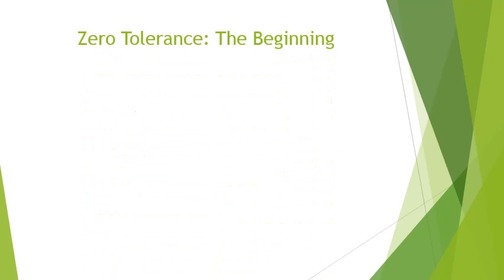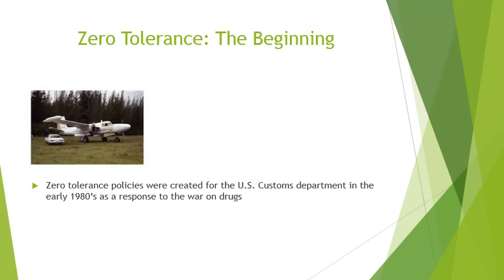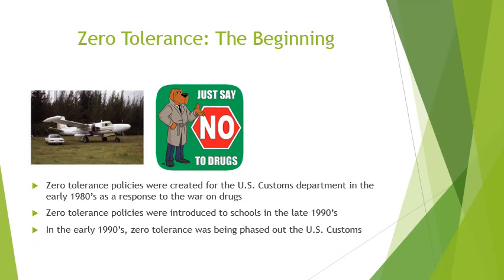In the beginning, zero tolerance policies were created for the U.S. Customs Department for President Richard Nixon's war on drugs. By 1990, zero tolerance policies were being introduced into the schools as a way to keep school violence levels down. But as the schools were introducing zero tolerance, the U.S. Customs began to phase it out because of the severe treatment it offered drug dealers and abusers. By 1992, zero tolerance policies were completely phased out of the U.S. Customs Department.